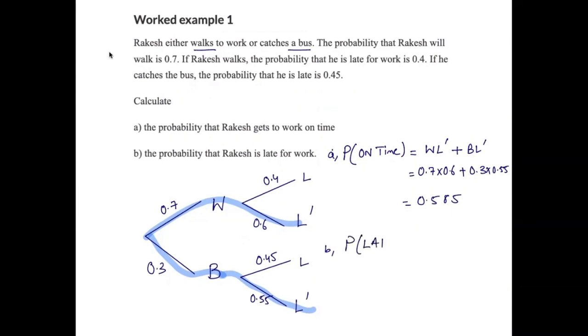The second part says the probability that Rakesh is late for work. Probability he is late. So he can be late either by choosing to walk or by taking a bus. So 0.7 times 0.4 plus 0.3 times 0.45.